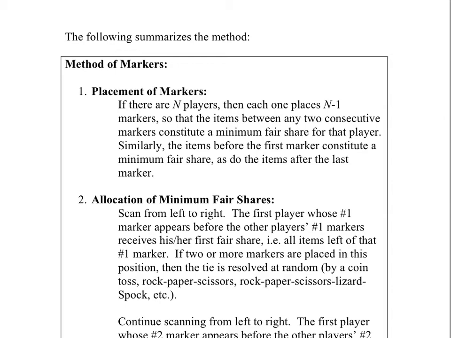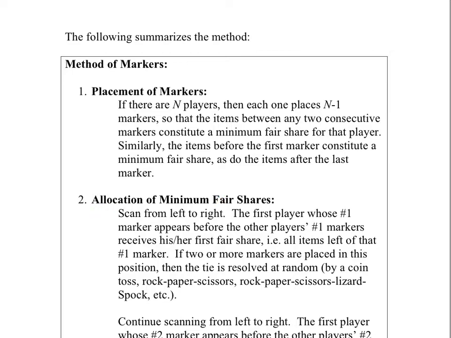Before we go and do another example, let's write out the official statement of the method. The placement of markers is the first stage. If there are n players, each one places n-1 markers so that the items between consecutive markers constitute a minimum fair share for that player. Similarly, the items before the first marker constitute a minimum fair share, as do the items after the last marker.